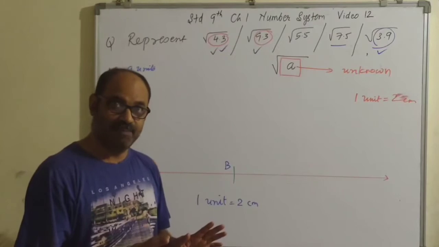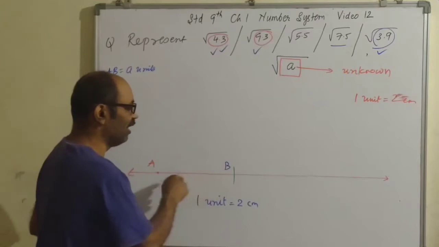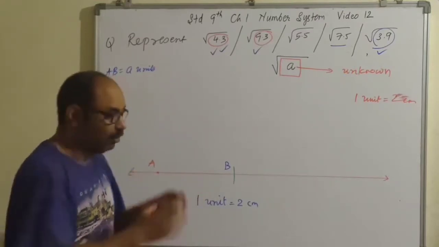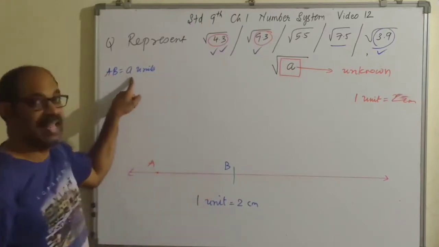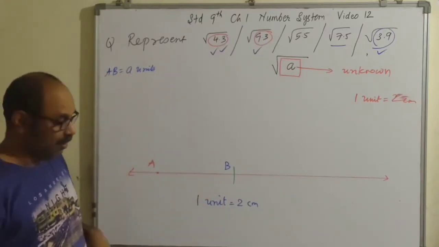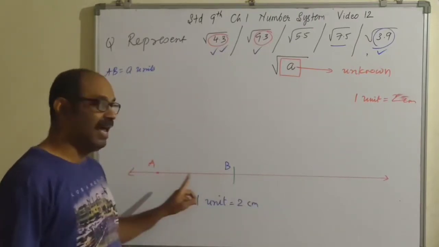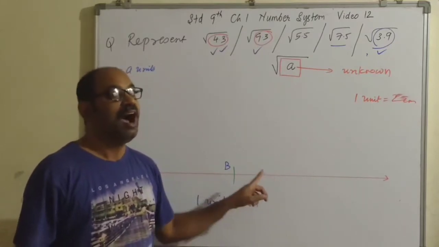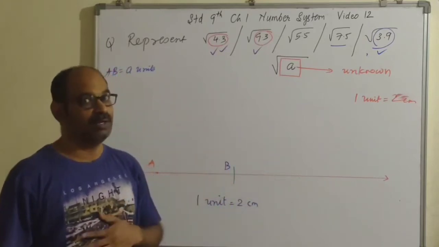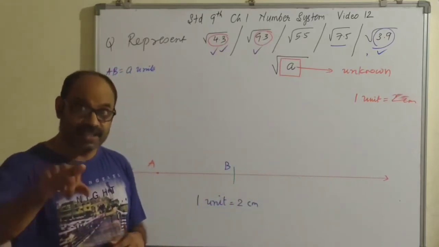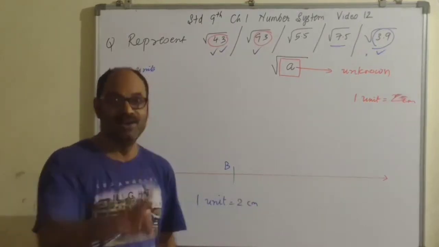Did you understand the first step? You just observe one point A and B, and the line segment joining A and B is line segment AB. Though it is on a line, we have constructed line segment AB whose length is A units. Now I am going to take a third point C such that A-B-C, with B in between, and BC is equal to 1 unit.